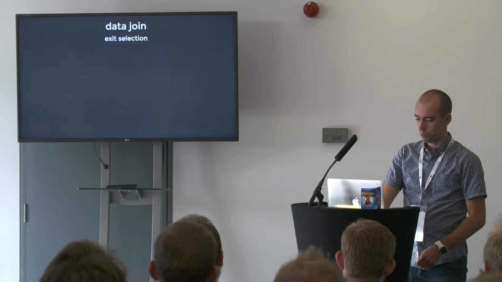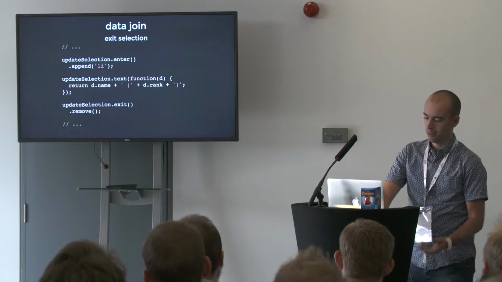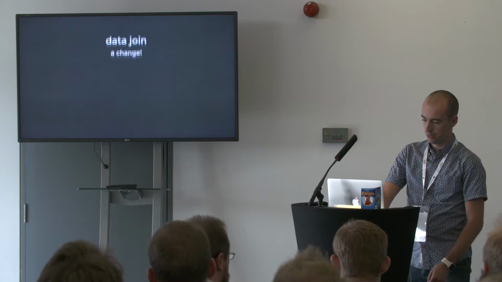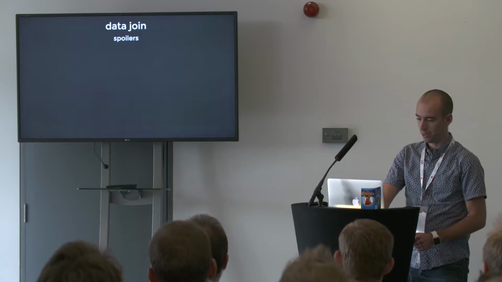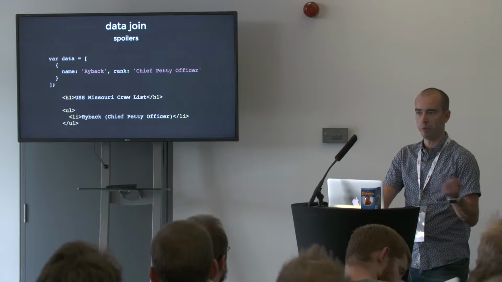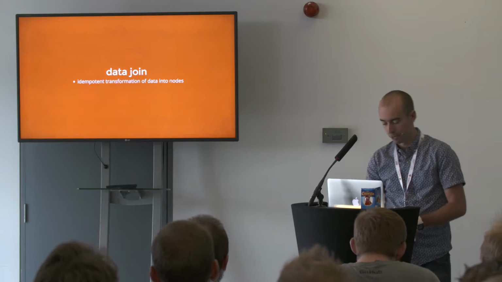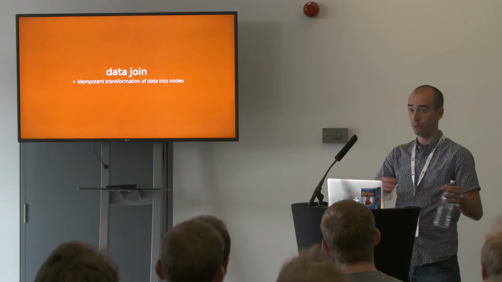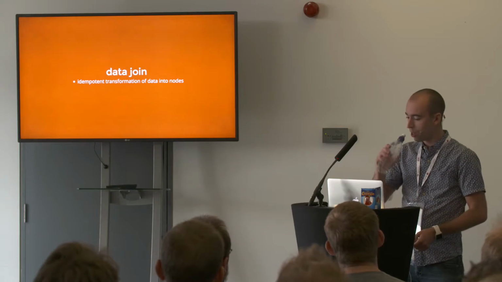So again, D3 helps out, so we just need to help it out in that case. We do that with an exit selection, and the exit selection is just remove the DOM node. All good. And there we go, it's fixed. So if you haven't seen Under Siege, in the end, Ryback wins, and now all works, so it's fine. So data join is an idempotent transformation of data into nodes. The idempotent bit's important. Kind of come back to that.